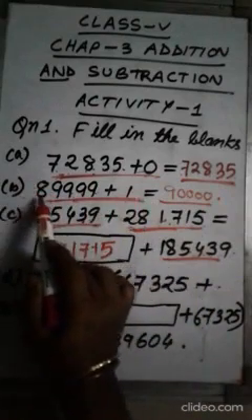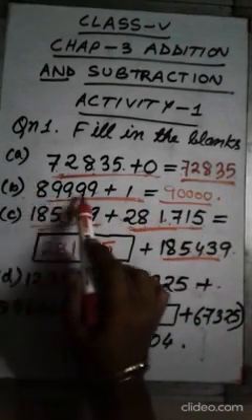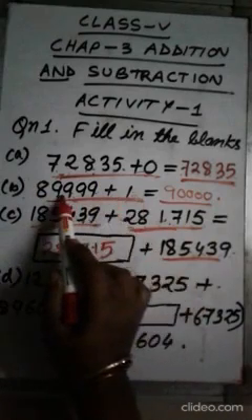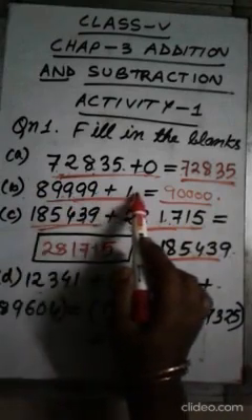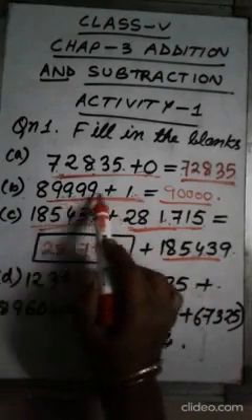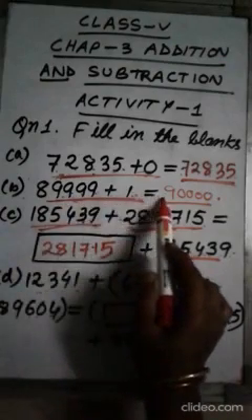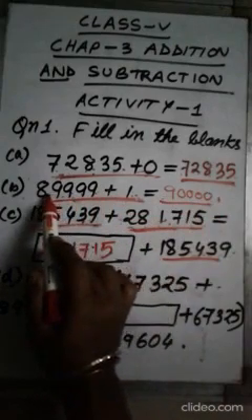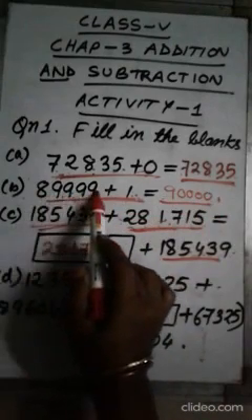In the next number, question B, what is the predecessor? Because we are adding 1 to this number. If we increment any number by 1, we get the next number. So what is the next number of 89999?